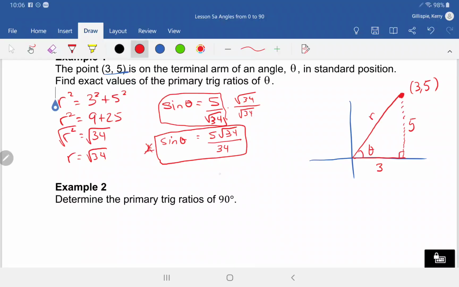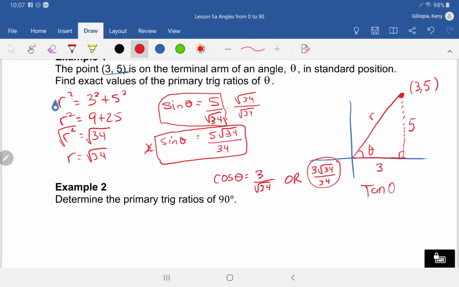Cos. Let's fit that in here. Cos is x over r. So that would be 3 over the root of 34. And again, if you want to leave it like that, that's okay. Or if you were to type in 3 divided by root 34 on one of the fancy calculators, it would tell you that the answer is 3 root 34 over 34. That is the exact same answer, and it is a more preferred answer.